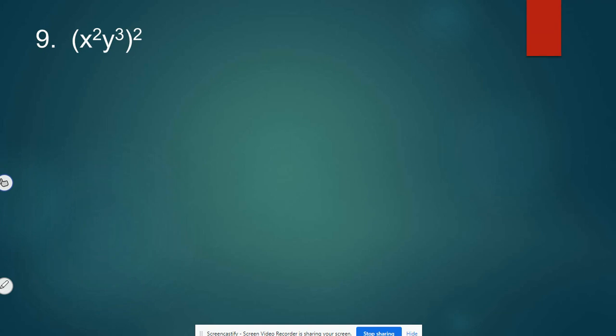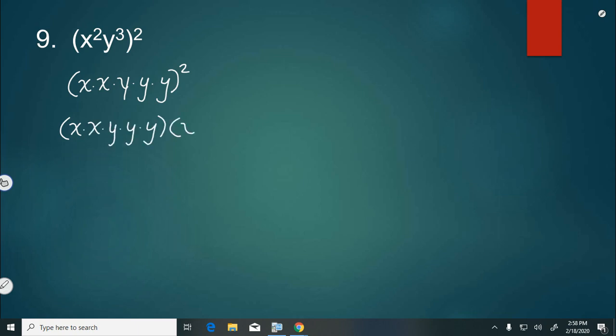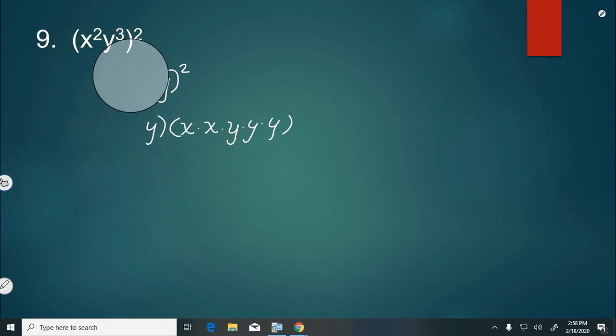Okay, for number 9, again, I've got some variables, but we use the same process here. So it's x times y times y times y, all squared, or x times y times y times y, and x times y times y times y. So I have 4 x's being multiplied together and 6 y's being multiplied together. So hopefully you're finding that shorter way.